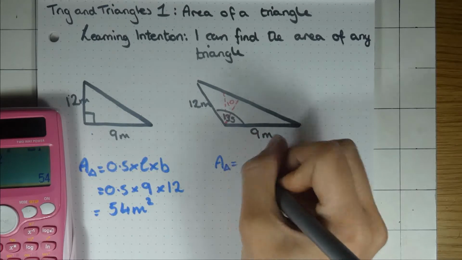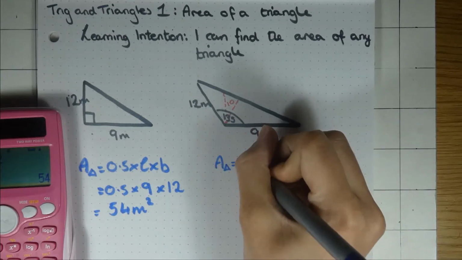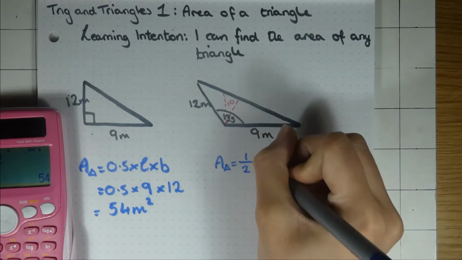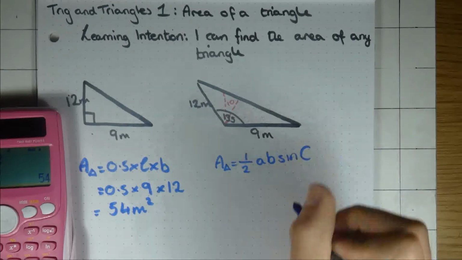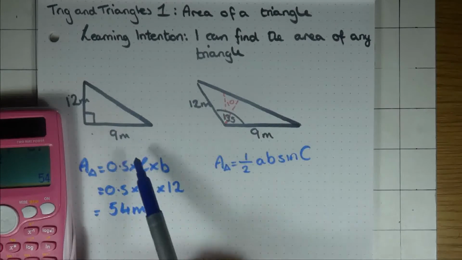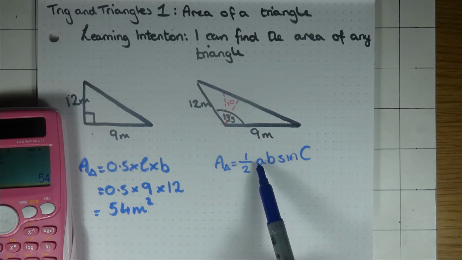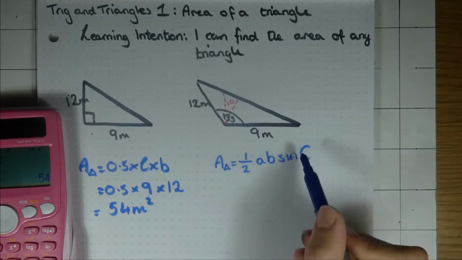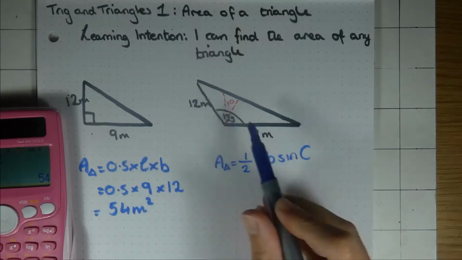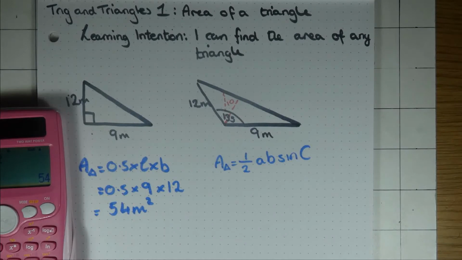And it's area of a triangle equals a half AB sine C. A half times two numbers multiplied together, so they're the equivalent of your base and your height, or your length and your breadth, and then you multiply it by sine of that angle there.